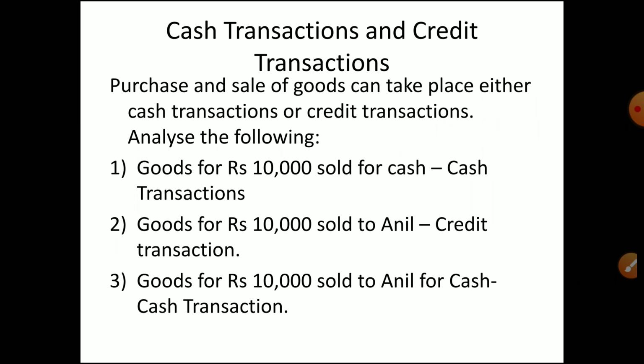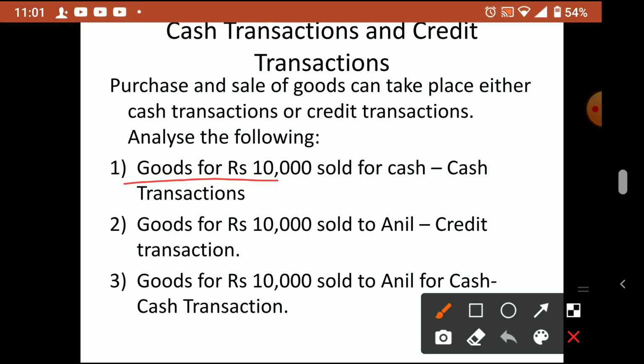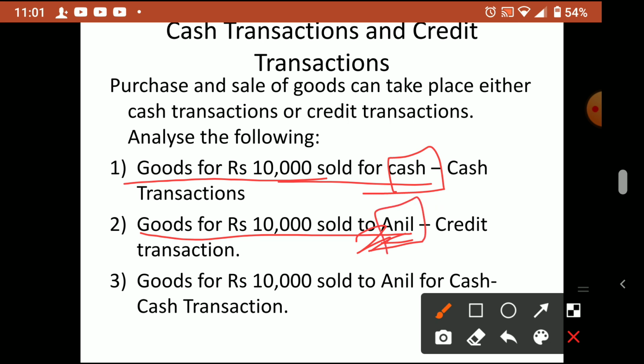So cash transaction means purchase goods for cash, sold goods for cash. Purchase goods on credit, sold goods on credit. So how to understand whether a transaction is cash or credit? See this example. Goods for rupees 10,000 sold for cash. So here the word cash is there. Then it is what? Cash transaction. Correct. Goods for rupees 10,000 sold to Anil. Here the word cash is not there. The name of that person is given. So when name is given and cash is not there, then we can say that person has not given money.